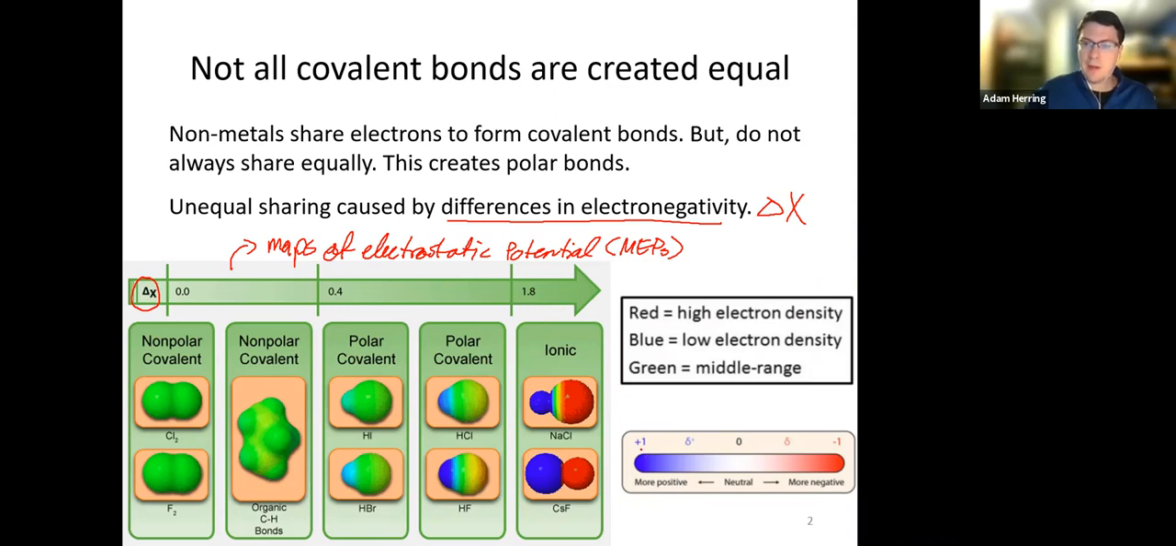Another way of looking at this is that we can think of the blue areas as having a positive charge, the red areas as having a negative charge, and the green area somewhere in the middle as more neutral, ranging between a partial positive and a partial negative charge. So in chapter 4, we looked at the periodic trends, and in just a couple slides we're going to talk about the periodic trend for electronegativity. But before we do, let's first look at what the effect of electronegativity has on bonding.